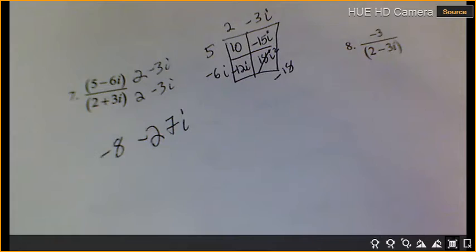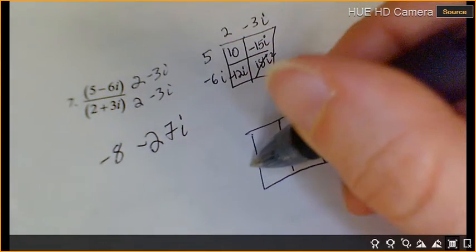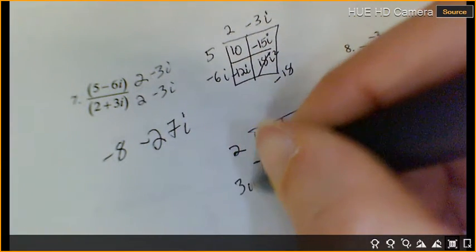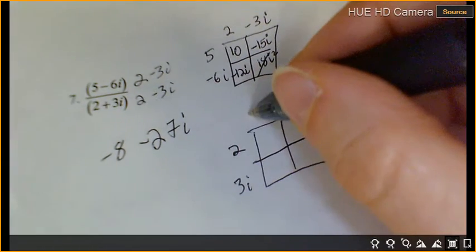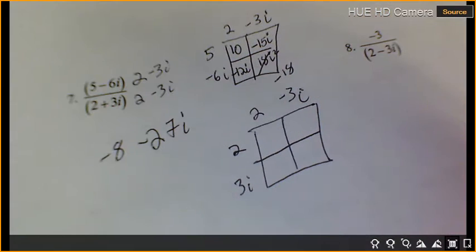Okay, now we have to do the second box. And this one should come out as what? How do we know if we're doing it right? You should just have one whole number with no i's, correct?